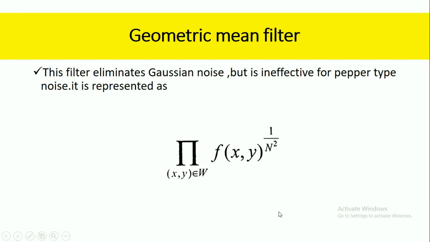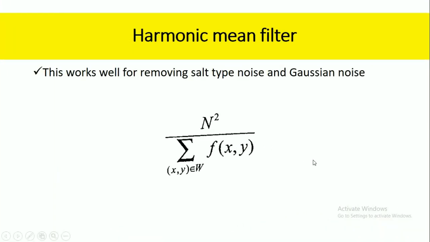Next we have the geometric mean filter. This filter eliminates Gaussian noise but is ineffective for pepper type noise. It is represented by this formulation. Next we have the harmonic mean filter. This works well for removing salt type noise and Gaussian noise. The formulation for the harmonic filter is here: n square divided by the summation of 1 / f(x, y).